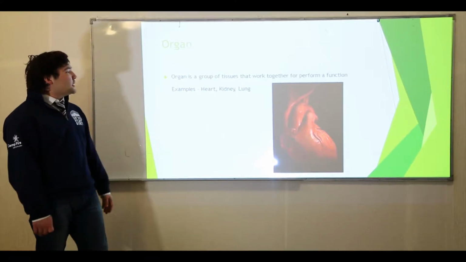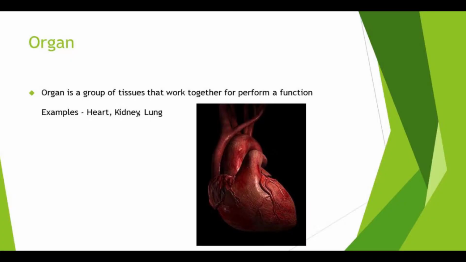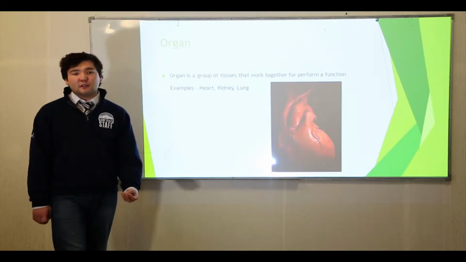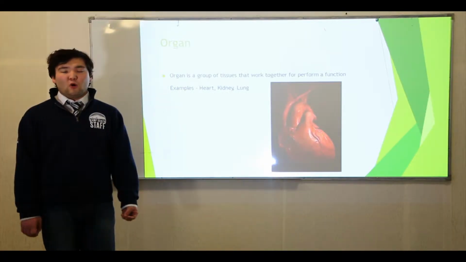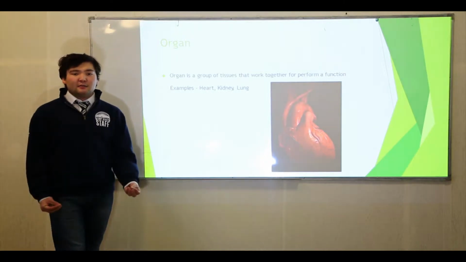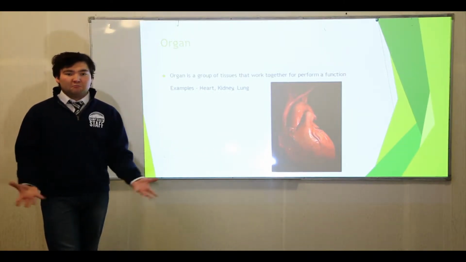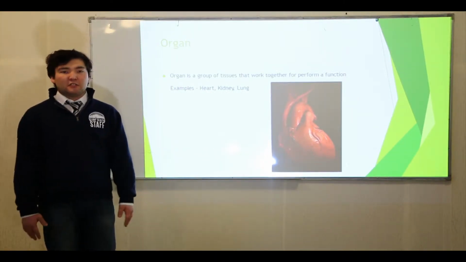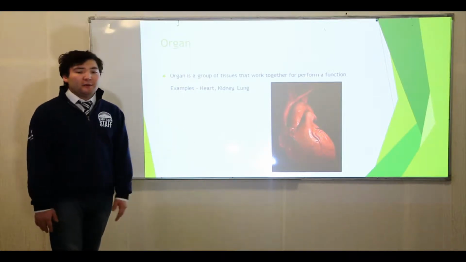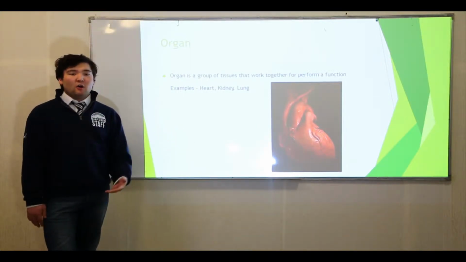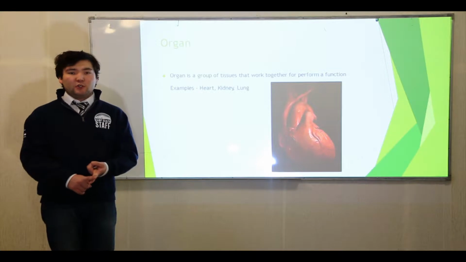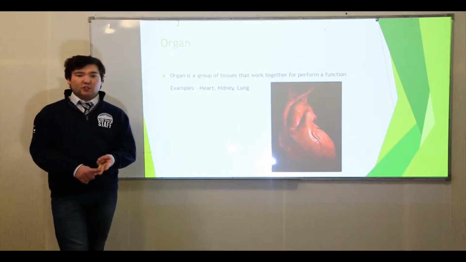The next level of cellular organization is the organ. As you may know, an organ is a group of tissues that work together to perform a function. It means that organs do not consist of only one type of cell. It is a combination of several types, such as the heart, kidney, and lung. They all consist of muscular tissue, epithelium, and connective tissue.